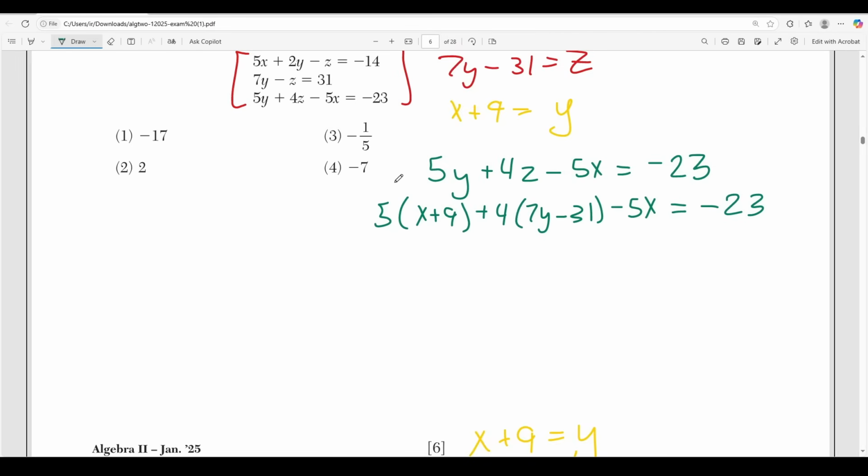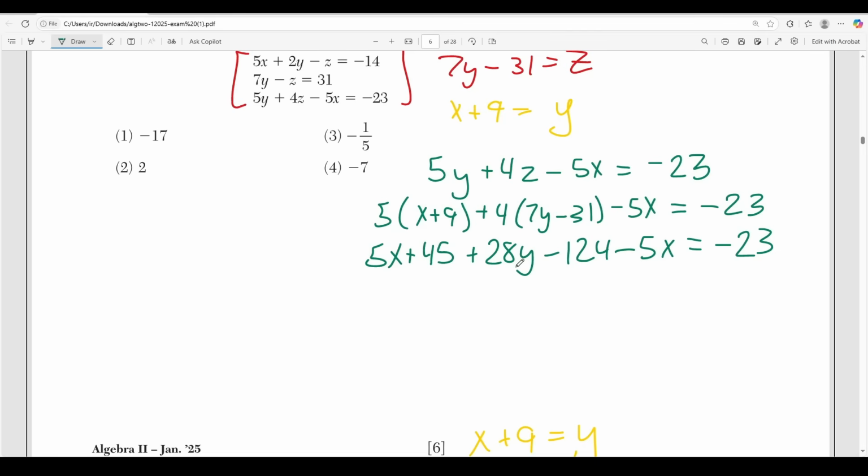We'll just have to expand this. 5 times x is 5x. 5 times 9 is positive 45. 4 times 7y is positive 28y. And 4 times negative 31, let me do that right now. 4 times negative 31 is equal to negative 124. And finally, here we have minus 5x is equal to negative 23.